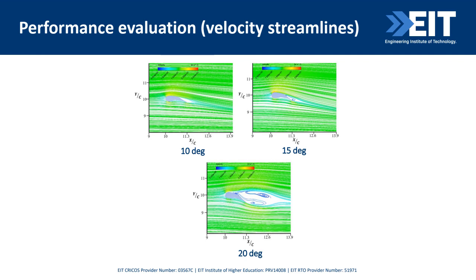And if you can see from this figure, at 10 degrees and then 15 degrees, there is no separation. Separation just started, but only a little bit. But in the case of 20 degrees for the penguin wing, the separation has started.